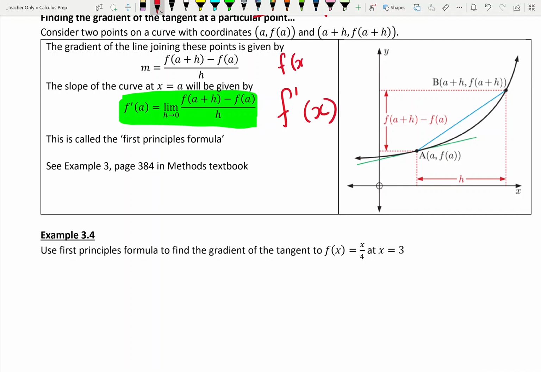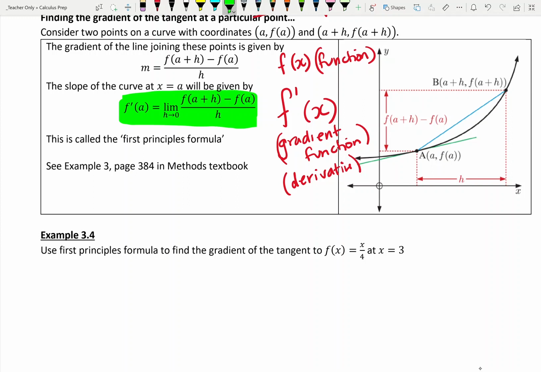Okay, so f of x is the function, whatever the function might be. F dash of x is the gradient function, otherwise known as the derivative. Okay, and what we're doing now is working out how to actually calculate that using a method called first principles. And first principles really just means using really simple, straightforward concepts, not any particular technical rules. And the first principles that we're actually basing this on is simply the slope between 2 points.